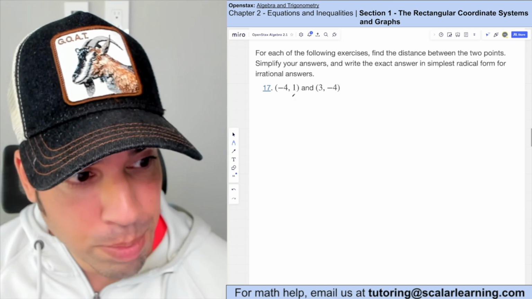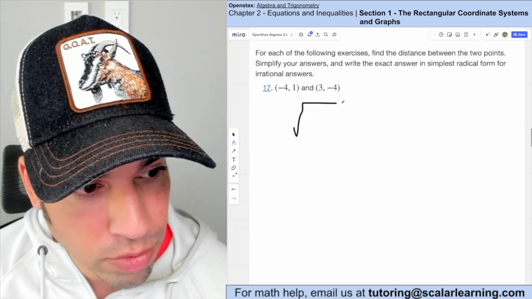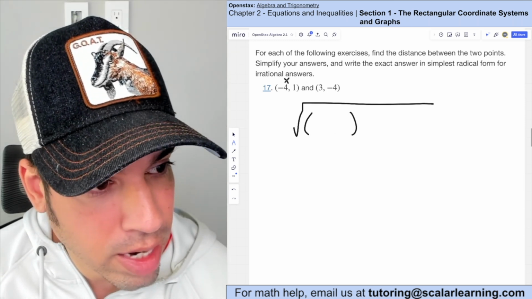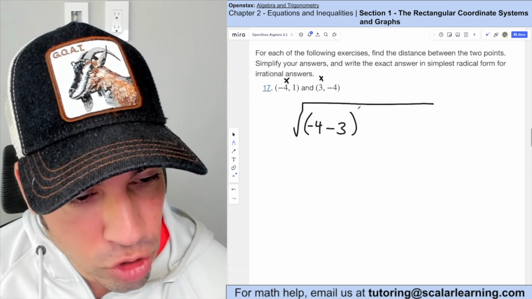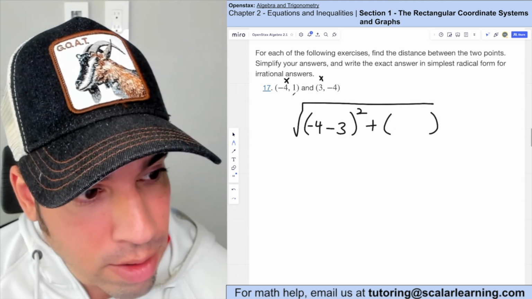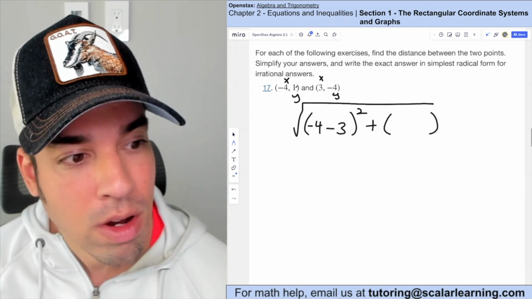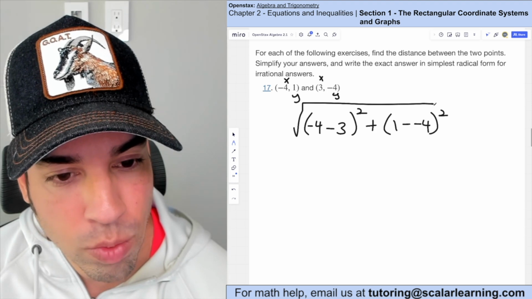To find the distance between 2 coordinates, we need to use the distance formula. So the distance formula is as follows. We take the difference of the x values, so it would be -4 minus 3, and we square it. Then we add that to the difference of the y values like this. And again, I'm going left to right. It doesn't really matter, but I'm going 1 minus -4 and squared, and there we have it.